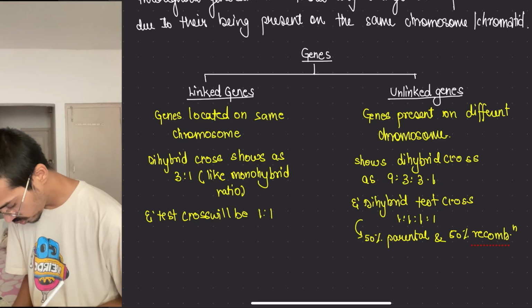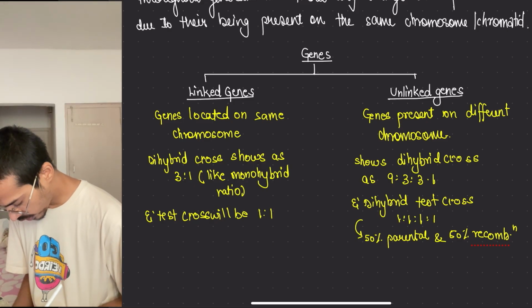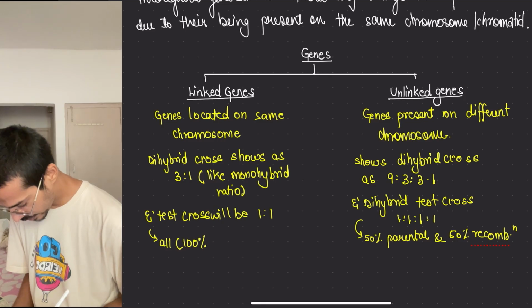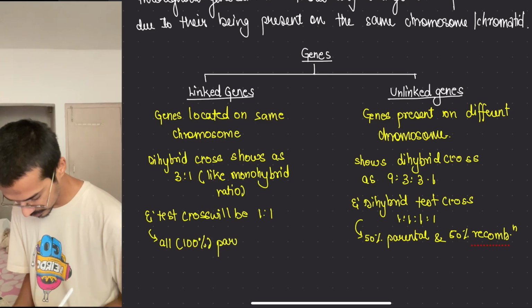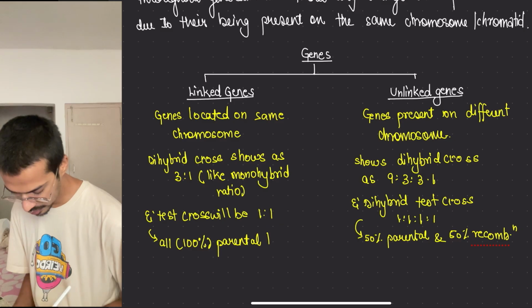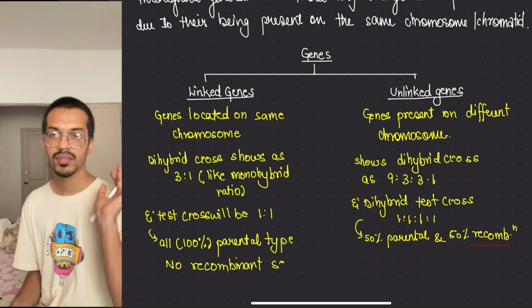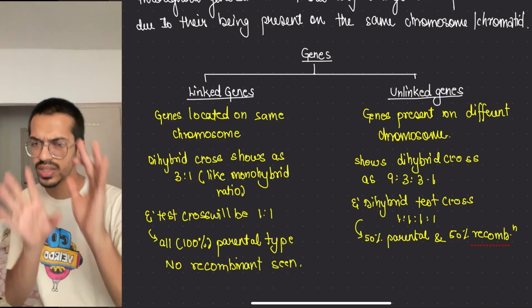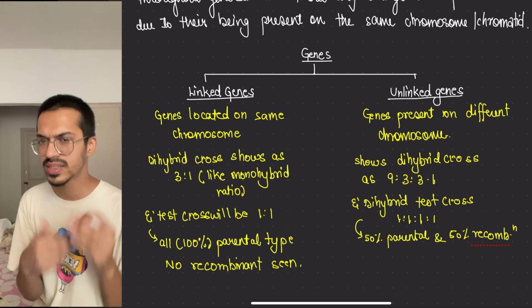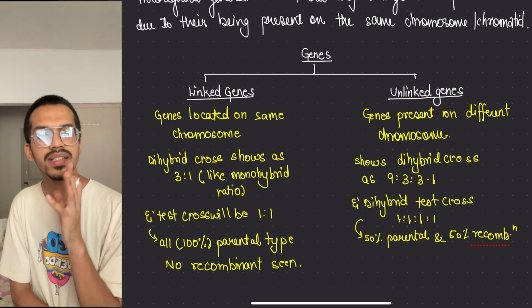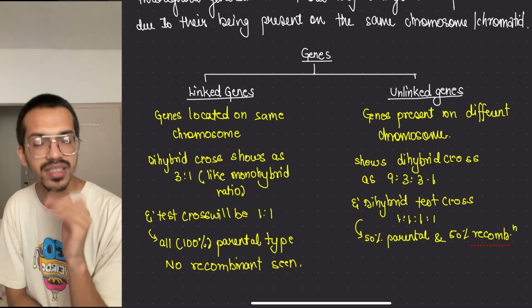So all 100% parental combinations, no recombinants seen. Okay, we will understand it with the graph later on. For now, let's just see it. Okay, we understand this basic thing.